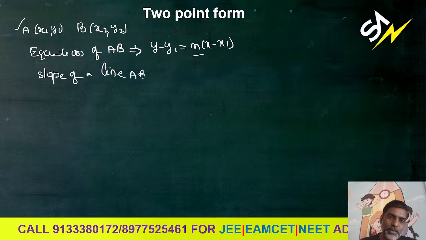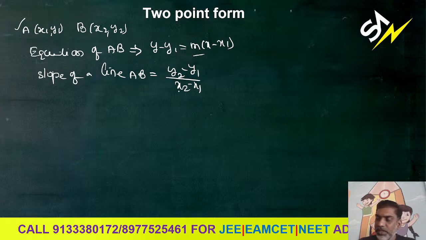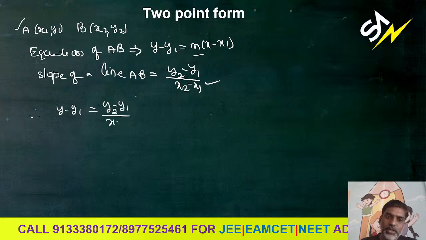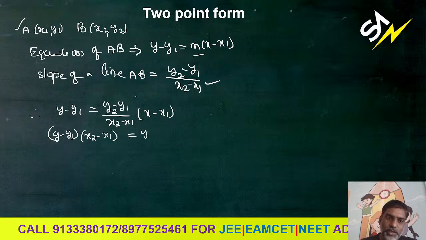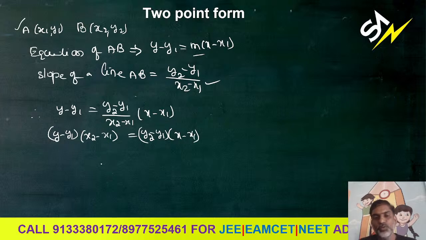What is the slope of line AB here? The formula is y2 minus y1 divided by x2 minus x1. Then substituting in the formula, the equation is y minus y1 equals y2 minus y1 divided by x2 minus x1 into x minus x1. Sending x2 minus x1 to this side, y minus y1 multiplied by x2 minus x1 equals y2 minus y1 times x minus x1. This is the two-point form of a straight line.